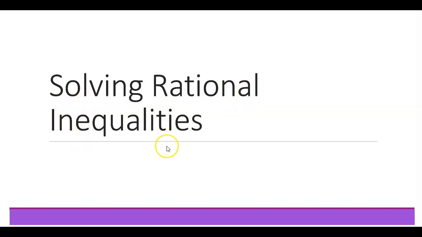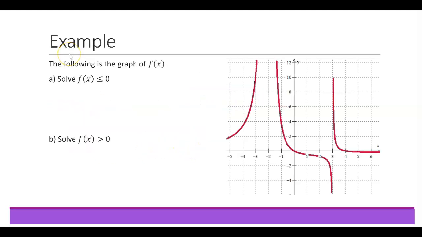Solving rational inequalities. In this first example, we have the following is the graph of f of x. Part A, solve where is f of x less than or equal to 0. Part B, solve where f of x is greater than 0.